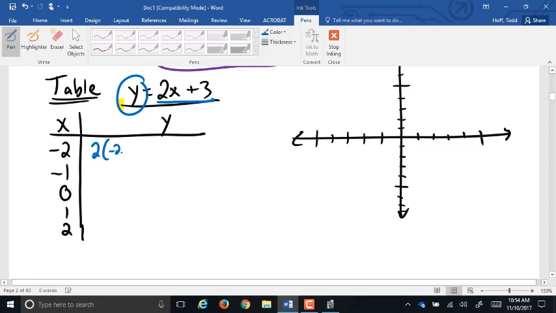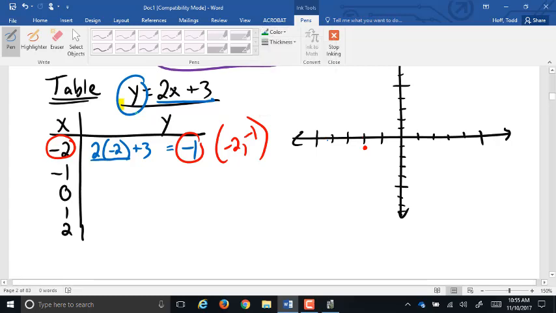So that would be 2 times -2 plus 3. Well, what is 2 times -2? -4. There we go. -4 plus 3 is -1. So what that gives us is the ordered pair: when x is -2, y is -1. On the graph, x is -2, y is -1. It's right there. I didn't get that real close, did I? Right there. It's better.